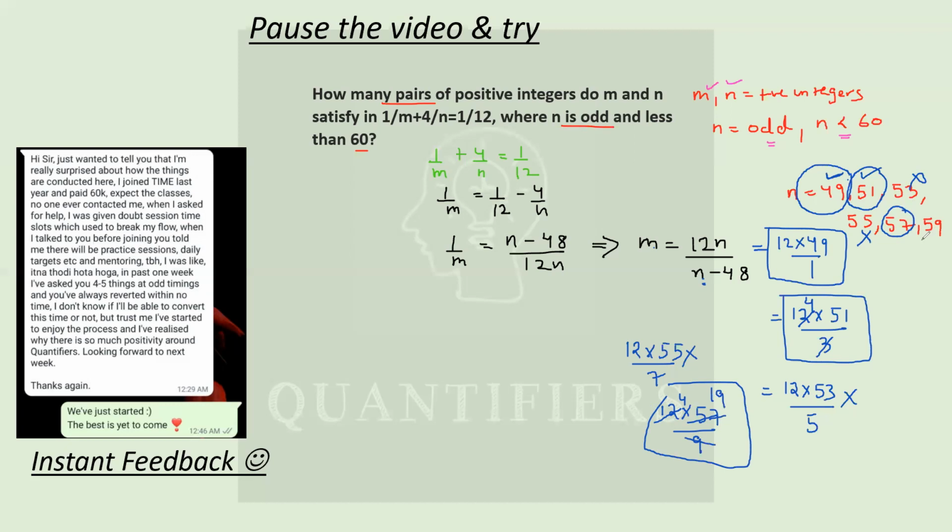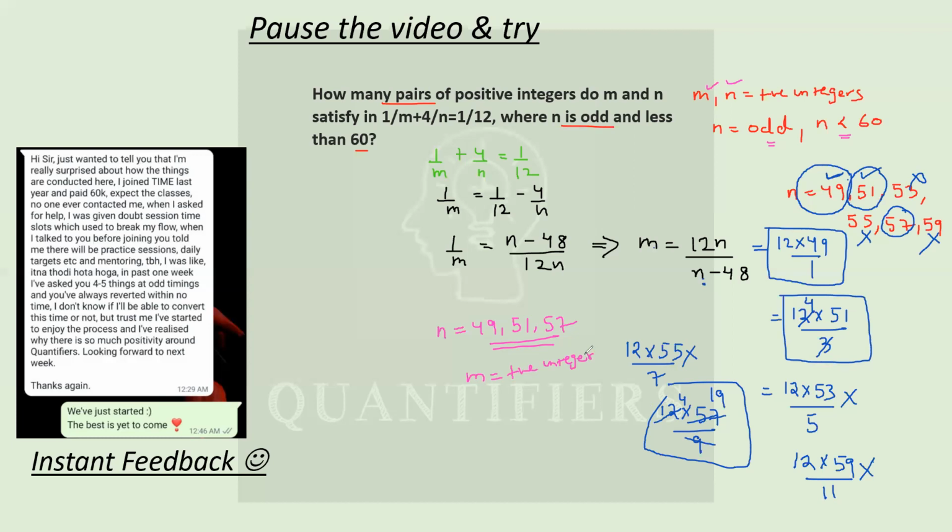Now students, let's check for 59. So now if I put n is equal to 59, I'll get 12 into 59 divided by 59 minus 48, that is 11. Now again, in the numerator, we do not have a multiple of 11. So that means this will not give you an integer value. So this case is also not possible. So how many solutions are possible? There are 3 possible solutions when n is equal to 49 or 51 or 57. In all 3 cases, we will get m as a positive integer.